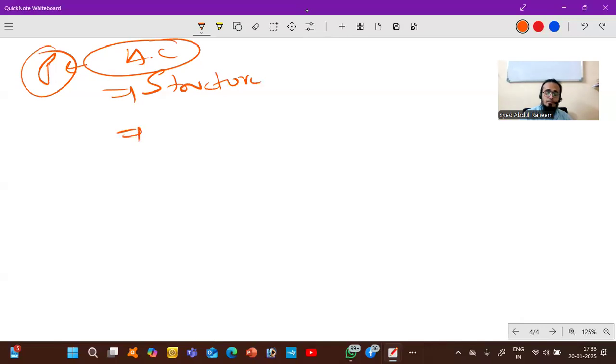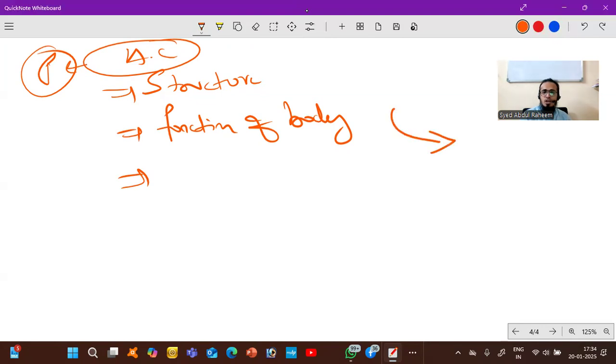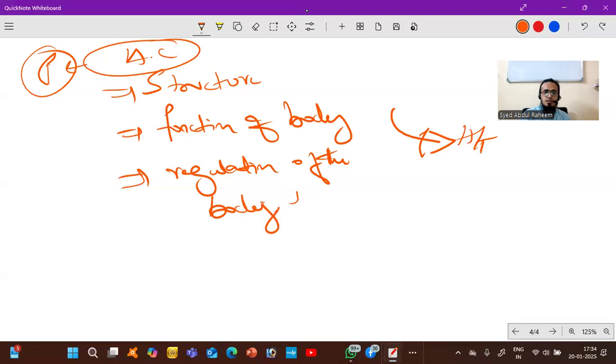Why do you need protein? To maintain normal function of the body. Third, why do you need protein? It is for regulation of body tissues. Means in the place of dead tissue you need to replace healthy tissue. So that's the reason you need protein. Okay, regulation of the body's tissues and organs.